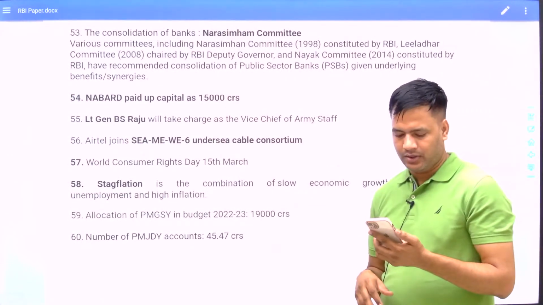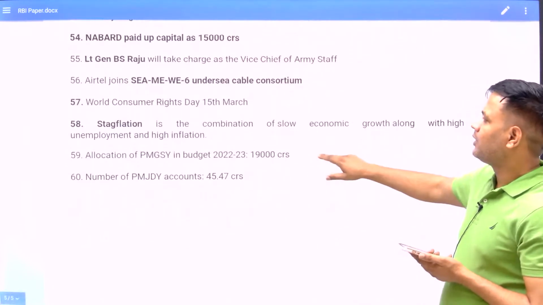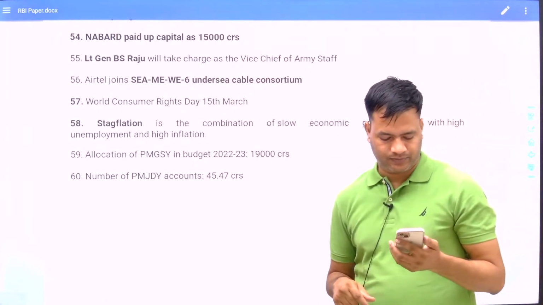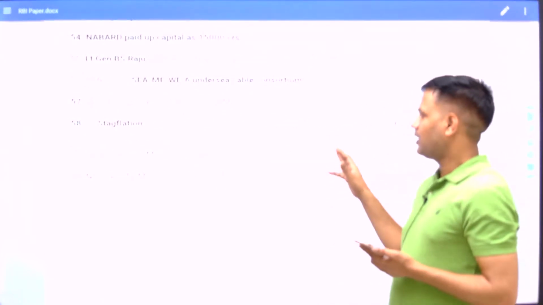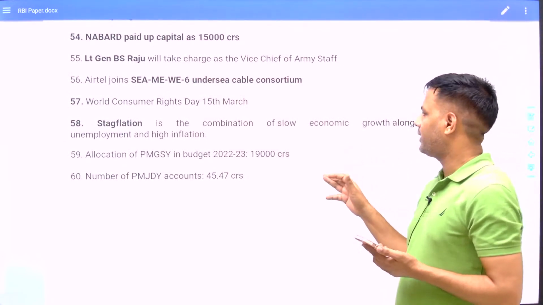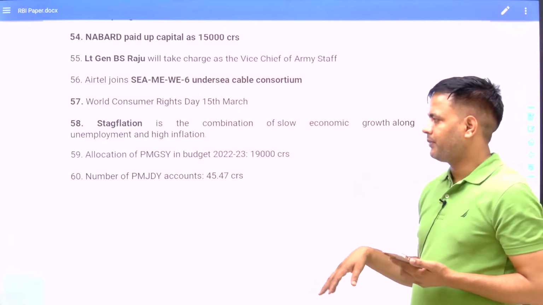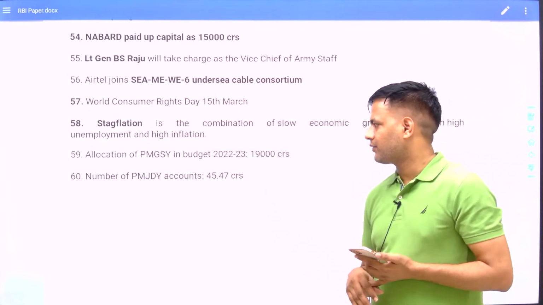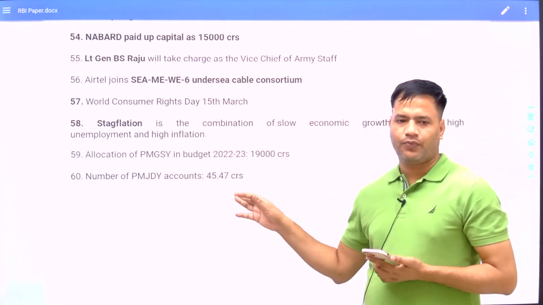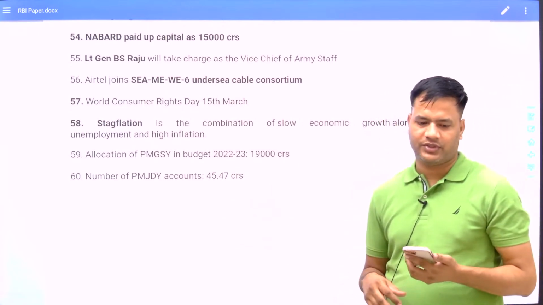We have taken a question from the students only, memory based question. So, World Consumer Rights Day, 15th March. Next question. It is a combination of slow economic growth along with high unemployment and high inflation, stagflation. Allocation of Pradhan Mantri Gram Sadak Yojana in budget 22-23. It was 19,000 crores. Number of PMJDY accounts, currently it is 45.47 crore.